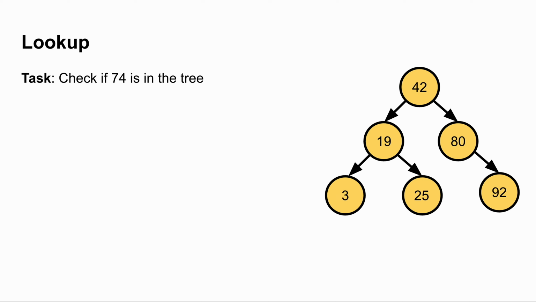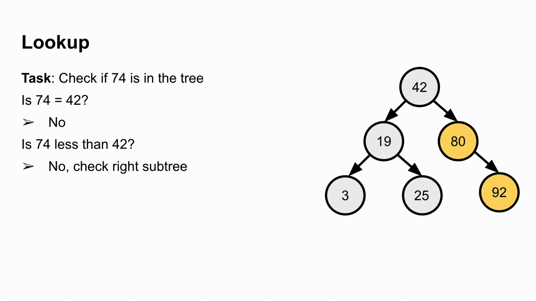Now let's go over lookup, which is very similar to insertion, and again, we are going to do this with an example. We are going to check if 74 is in the tree. First, we check the root to see if 74 is equal to the root. It's not, so then we check if 74 is less than 42. 74 is not less than 42, which means we should look it up in the right subtree.